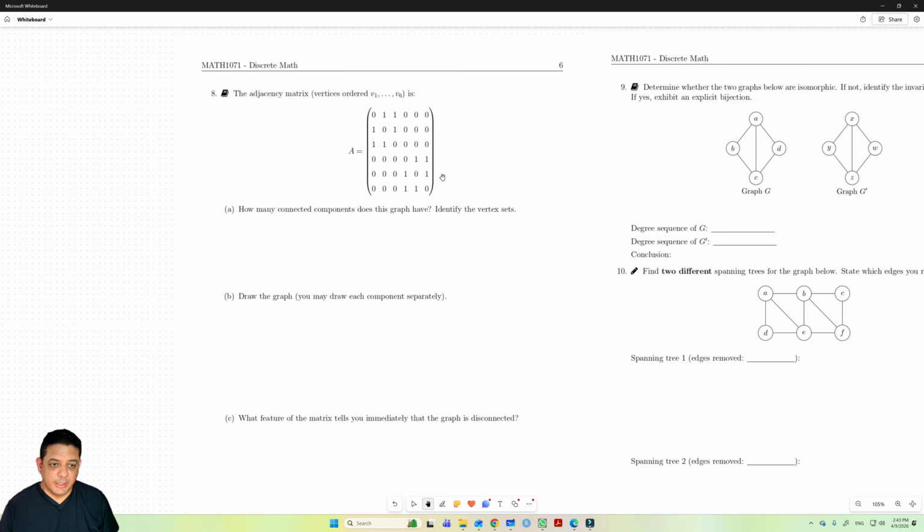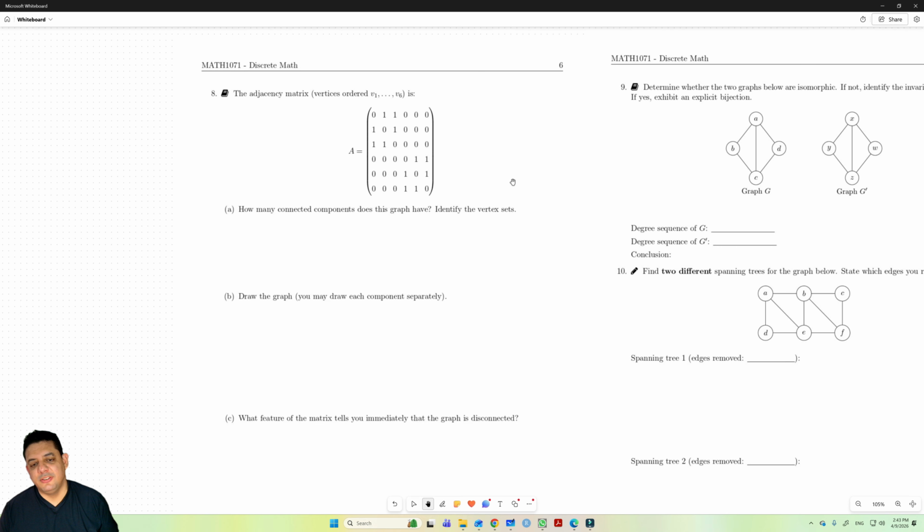Hello everyone. In this video we're going to go over section 10.2 part 2 of the examples. So now we're in question number 8 and we have an adjacency matrix here with 6 nodes. We want to know how many connected components this graph has and identify the vertex x.